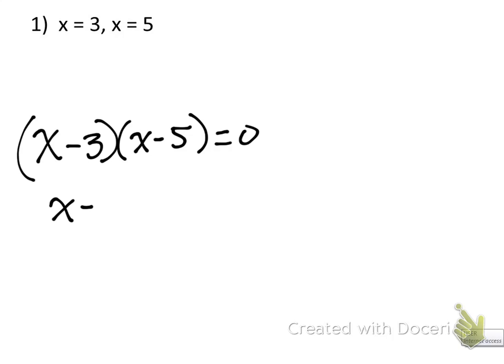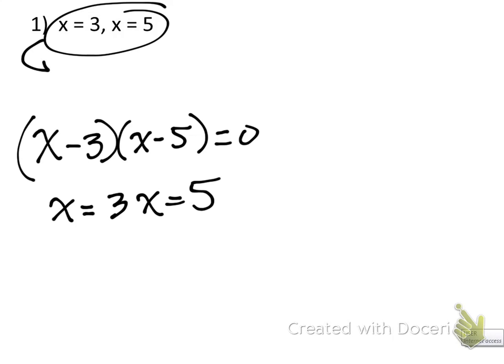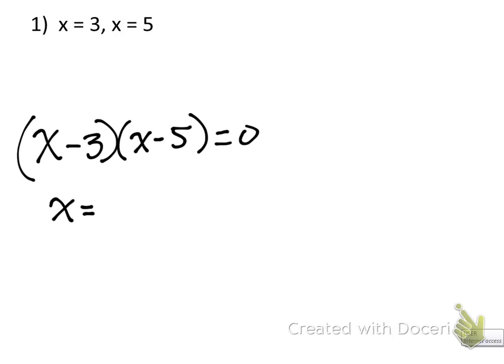X is equal to what? And x is equal to what? 3 and 5. That's because of the zero product property. Okay, these are the answers from this, right? Today we're going to take the answers and go backwards and write the equation out. Does that make sense? Okay, so we're just going backwards now. So, here we go. Let me erase all this.